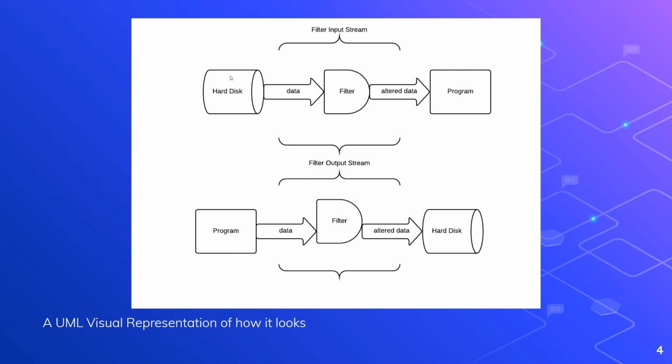So right here you have your hard disk, right? So we can establish maybe a file input stream with this. The file input stream by default is just going to connect from the hard disk to the program, like we did last episode. But what if we add a filter stream on top of that file input stream?